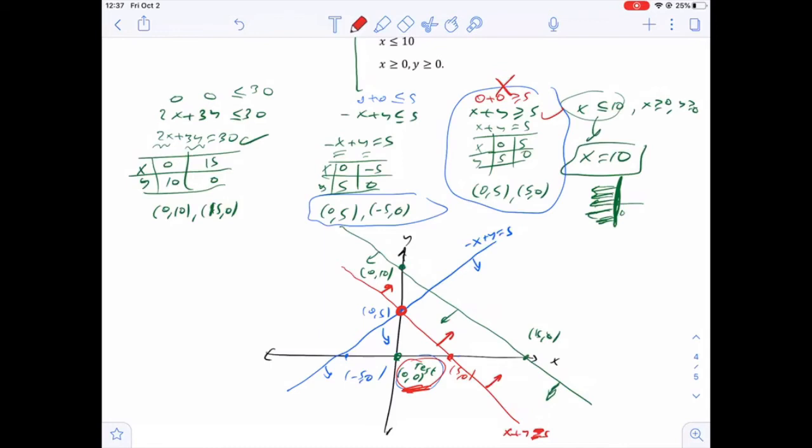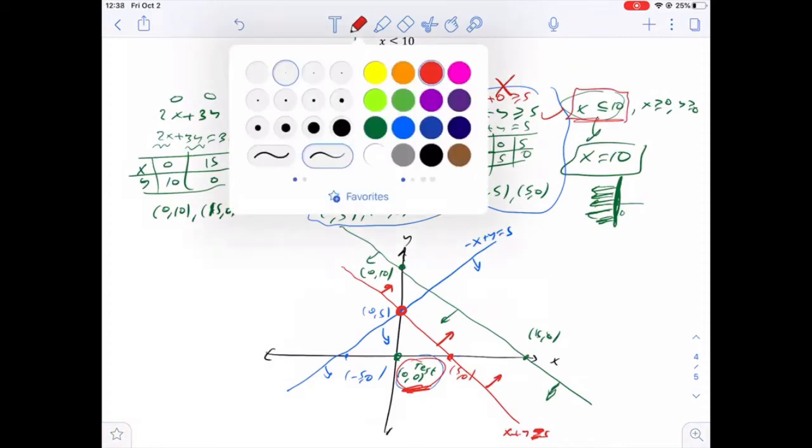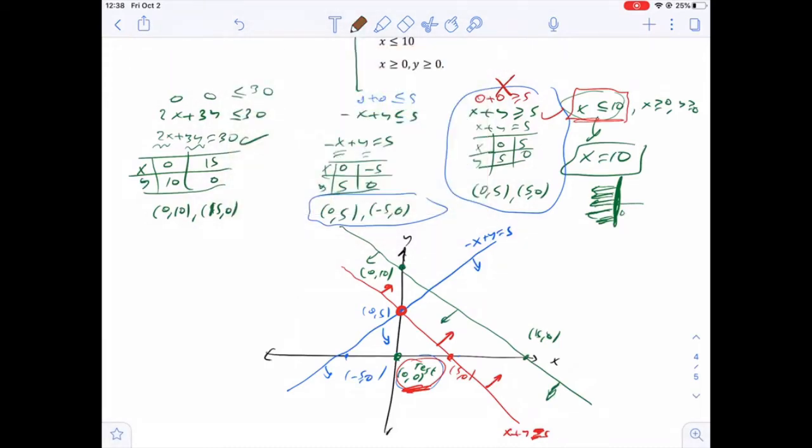Okay, so now we have x less than or equal to 10, and so we graph x equals 10. Where's x equals 10? It's supposed to be somewhere here. This is x equals 10, and less than or equal to 10 means to the left of this.